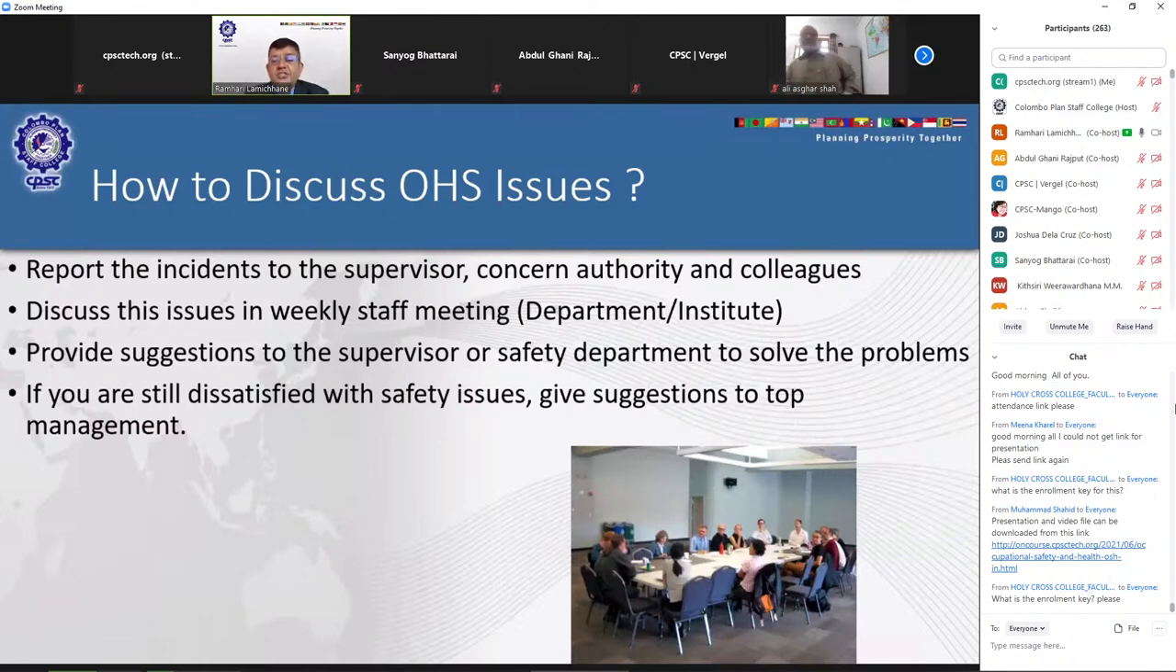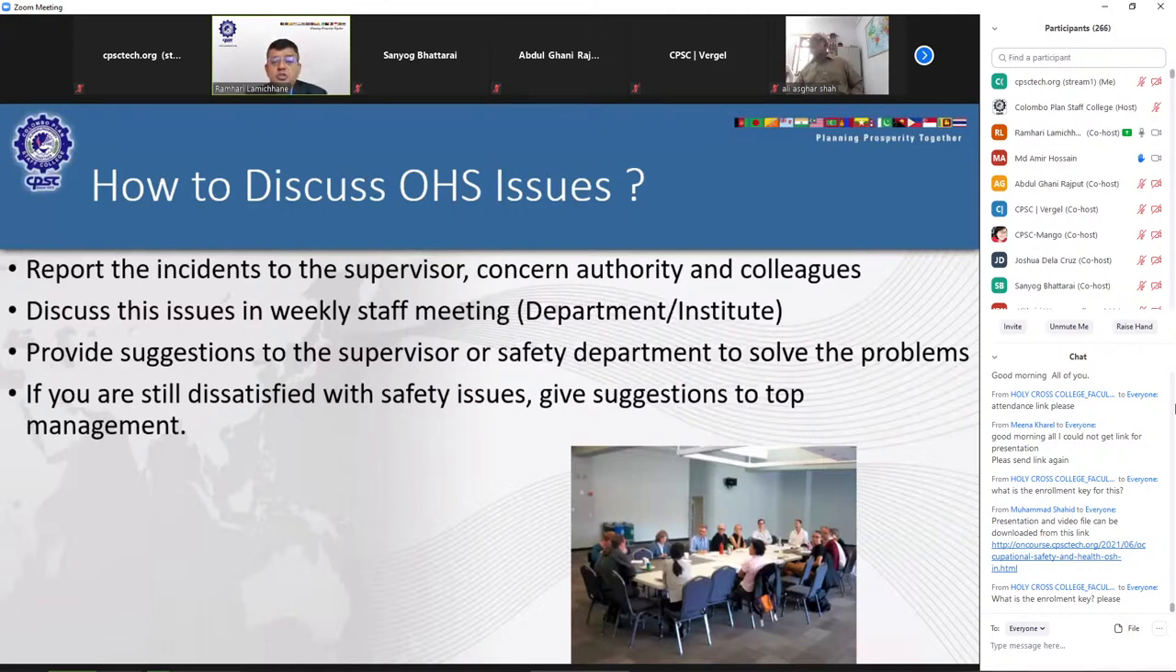Discuss these issues in the weekly staff meeting. Most organizations do a weekly staff meeting. If not, then a fortnightly or monthly staff meeting. Staff meeting doesn't mean the whole staff; maybe department meetings, like mechanical department, construction department, agriculture department, hospitality department, health department. Within a TVET institution, there might be 6-7 departments. Within a big polytechnic institute, they might have 5-6 different schools. So school-related meetings. So discuss the issues in a weekly staff meeting. That is the second strategy we have to discuss.